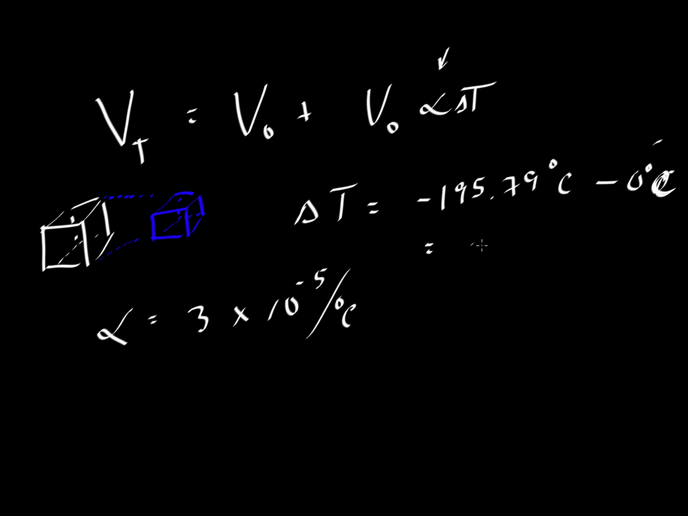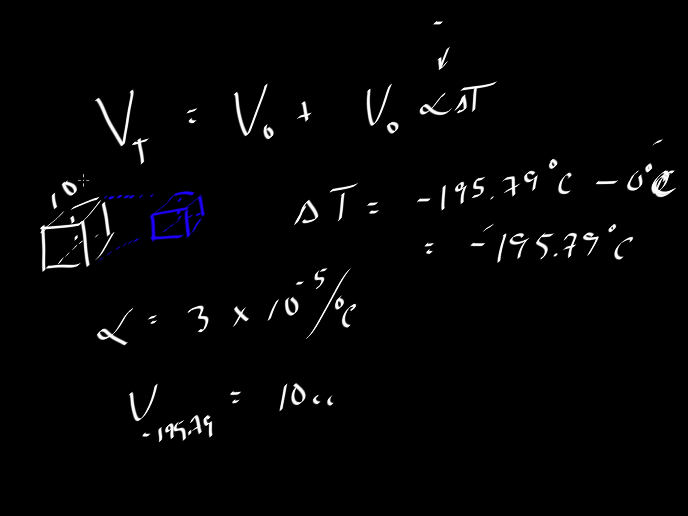So delta T is simply minus 195.79 degrees C. Notice that here now the temperature is negative. We're going to introduce a negative value for this correction. So if we put this in, the volume at liquid nitrogen temperature, minus 195.79, is going to be equal to 10 cc's. That would be our starting value here. So 10 cc is that block, plus this correction. But this correction will now be negative.